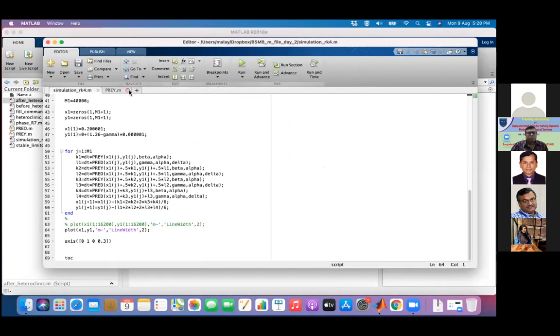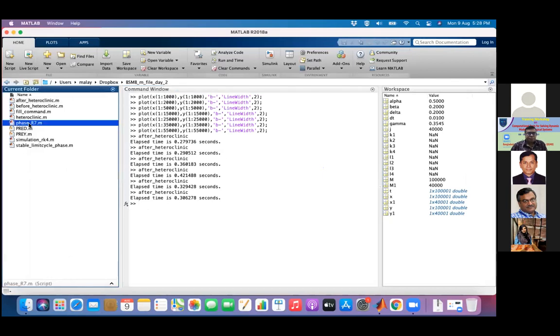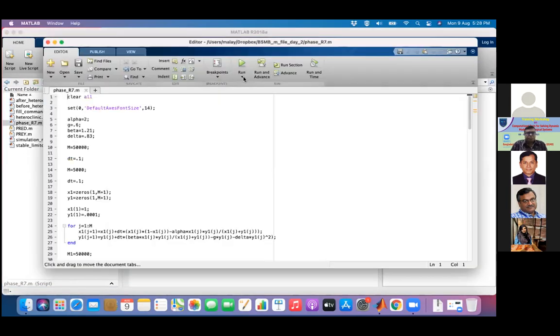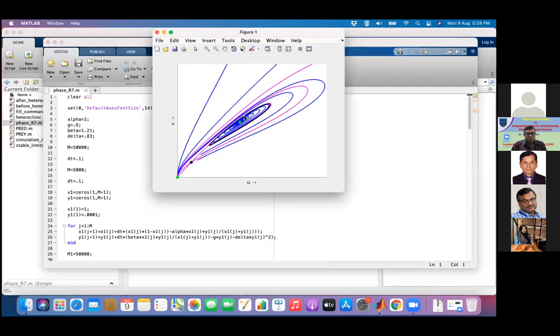Secondly, now I can show you the code for the other comment, that is, the heteroclinic orbit, and I'll send you all these codes. So this is the complete code for the phase portrait that I have shown you.